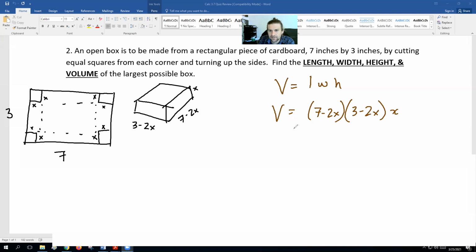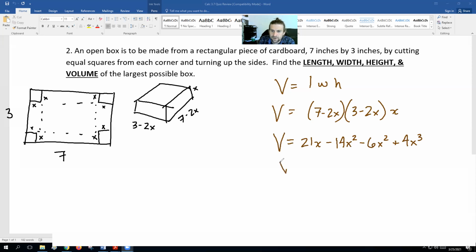Okay, so before we take the derivative, let's distribute this all out. Let's see what we got. 7 times 3 is 21, and then times the x. 7 times 2 is negative 14, but we'll make that x squared. Negative 2 times 3 is negative 6, and we'll make that x squared. And then negative 2 times negative 2 is positive 4, and we'll make that x cubed.